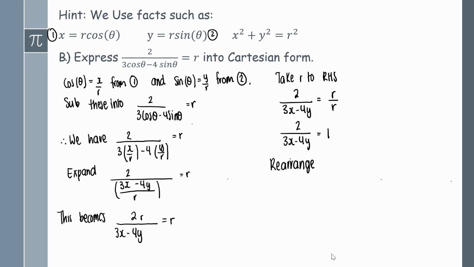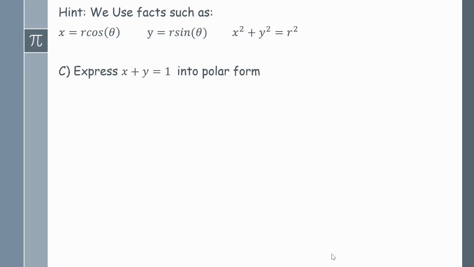Again, you can leave it like this, or you could rearrange. Just be aware that you might have some restrictions because of the denominator. So I know that 3x minus 4y can't equal 0. And then if I rearrange, I can create this to look something like a line by multiplying the 3x minus 4y up. Then rearrange to get y by itself. I'll get y equals minus a half plus 3 on 4x.